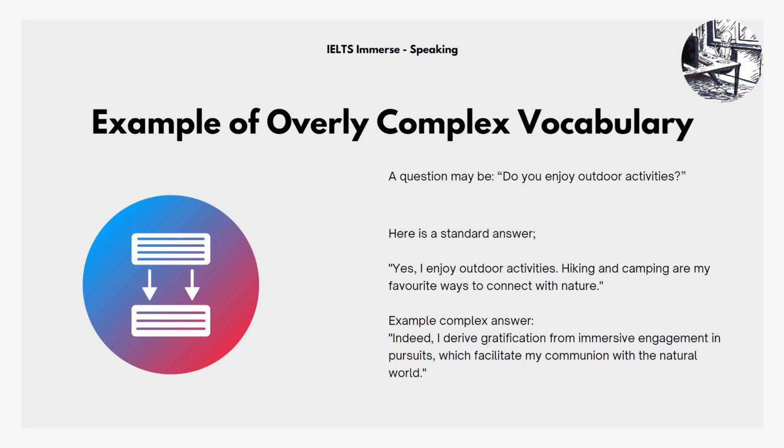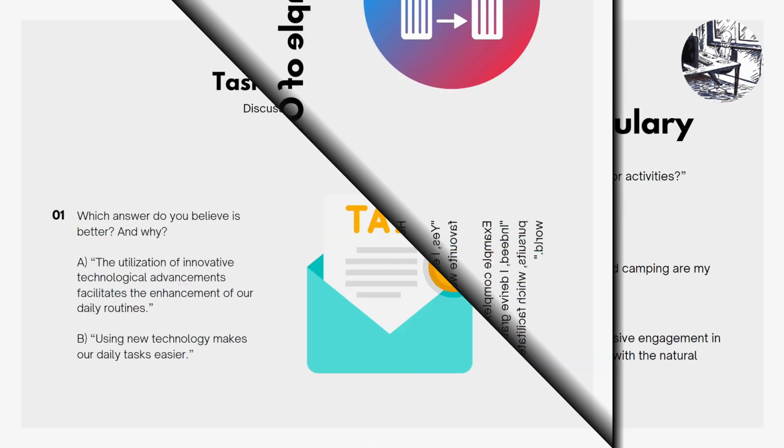Now, I enjoy outdoor activities may sound more simple, but it's better to say that than deriving gratification. The examiner may be like, why are you saying deriving gratification? The words are too formal and complex and advanced for a simple question like, do you enjoy outdoor activities? It doesn't sound natural. It doesn't sound appropriate. Other expressions like immersive engagement, and facilitate instead of something else like help, would be a lot better.